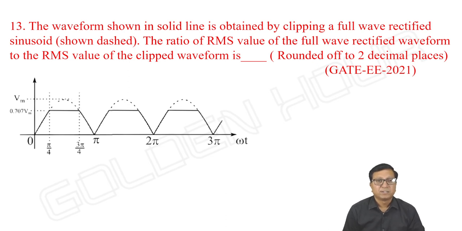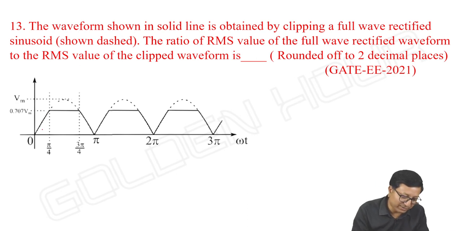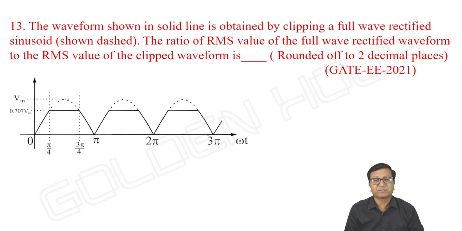The waveform shown in solid line is obtained by clipping a full wave rectified sinusoid shown dashed. The ratio of the RMS value of the full wave rectified waveform to the RMS value of the clipped waveform, rounded up to 2 decimal places, is asked. How do we do this? The dotted line is the full wave rectifier output, and the RMS value of full wave rectifier means peak amplitude by root 2.